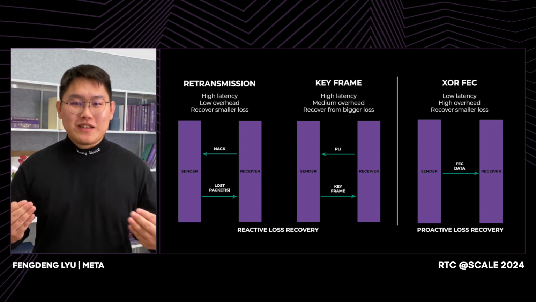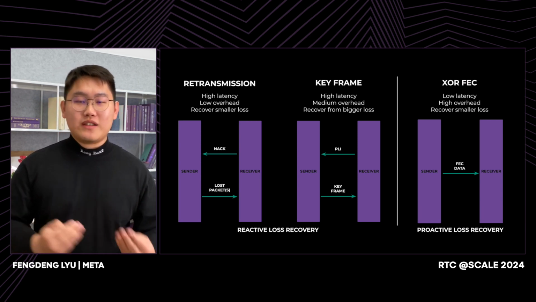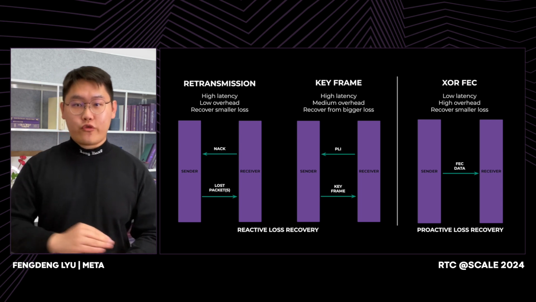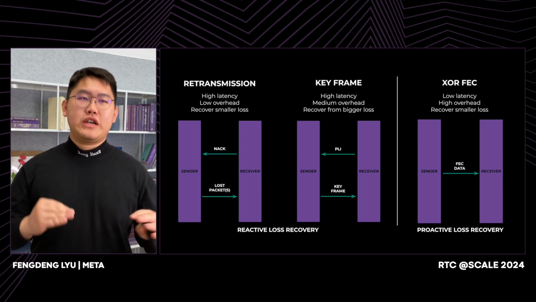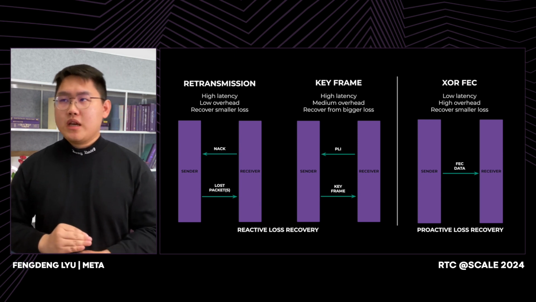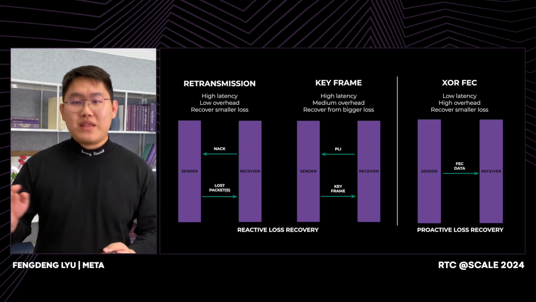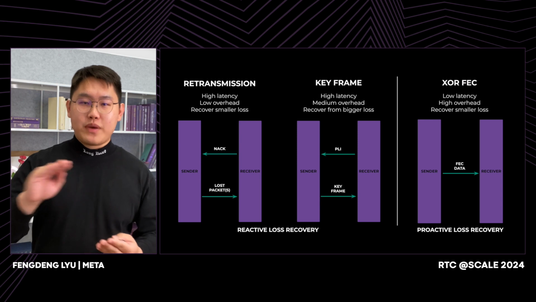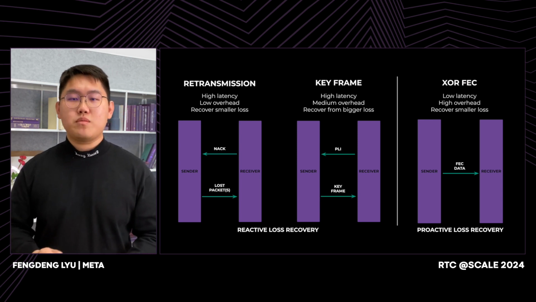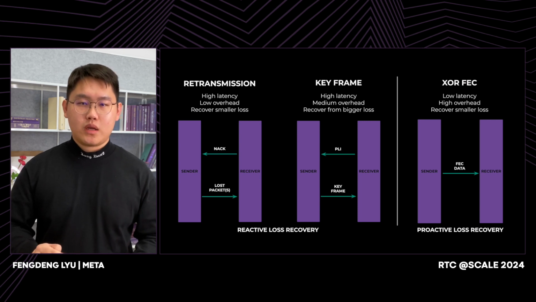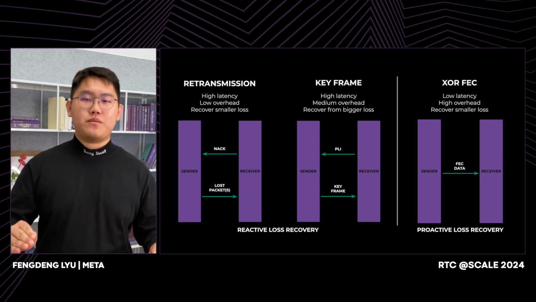In that case, usually what we do is for the sender side to send a keyframe to refresh the whole video decoding chain. However, there's a catch for the keyframe. Keyframe is large, but that may be fine because we have a pacer, but more importantly, keyframe has low quality. The image is flaky.